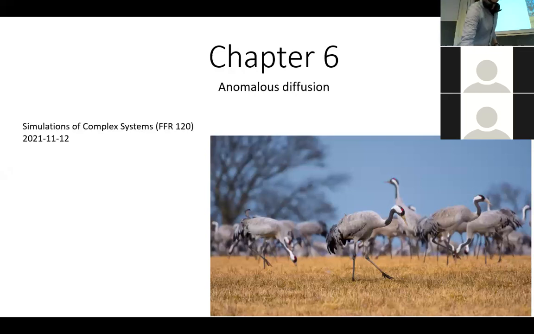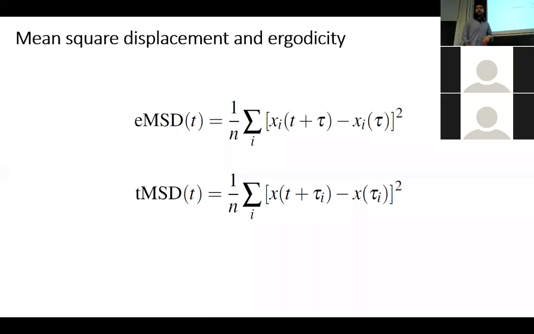And to understand the anomalous diffusion, there is one important concept that I want to introduce, which is called ergodicity, okay? Which means that the ensemble average of a system is identical to the time average of the system. So it's time symmetric, what I'm doing.